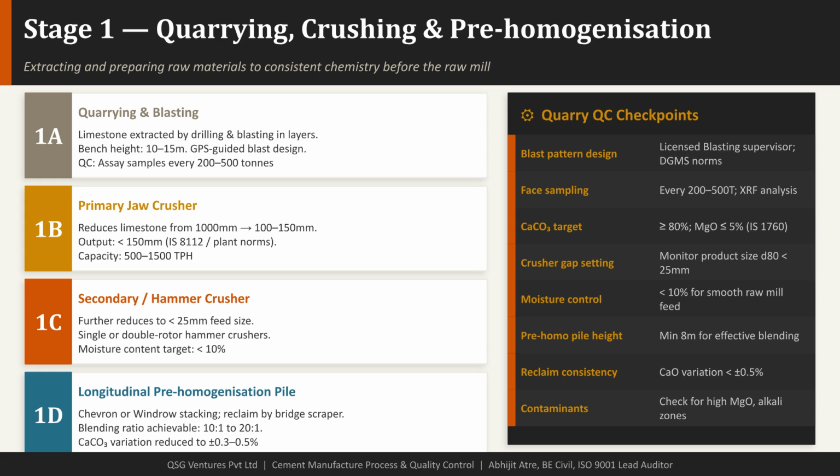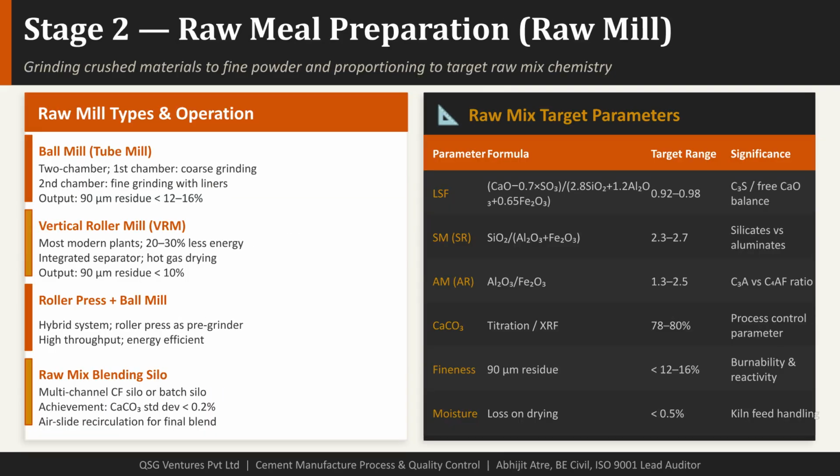Stage 1 is quarrying, crushing, and pre-homogenization. This involves limestone extraction, crushing with primary and secondary crushers, and creating a longitudinal pre-homogenization pile. Key QC checks focus on blast design, face sampling, target calcium carbonate, crusher settings, moisture control, pile height, reclaim consistency, and contaminant checks.